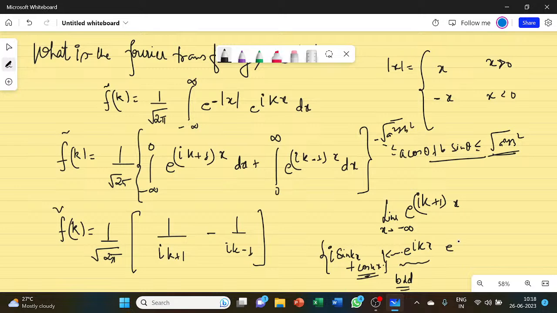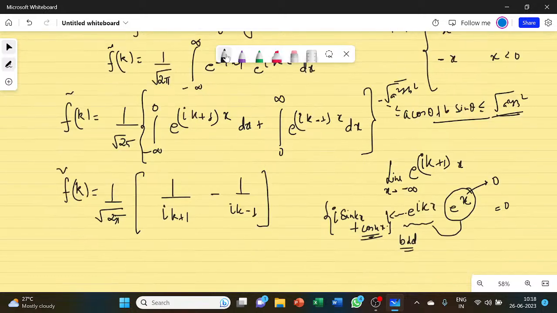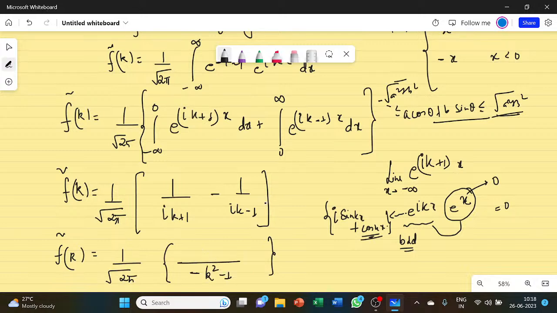In any case, this is a bounded function, but there's another function, e to the power x, and as x tends to minus infinity, this will go towards 0. Any bounded function multiplied with 0 will eventually give you 0 only. So forget about the lower limit, the upper limit will also go towards 0 only. Therefore, effectively I found that my f tilde k would be equal to 1 upon root 2 pi, and on the lower side you have minus of k square minus 1, and the upper side gives minus of 2. So eventually I'll get 1 upon root over 2 pi times 2 upon k square plus 1.